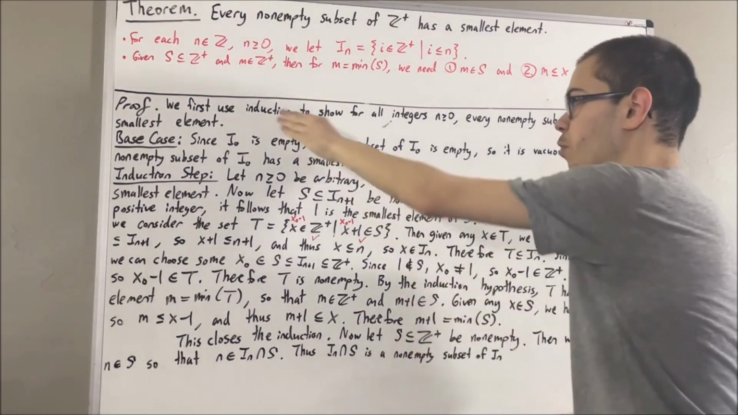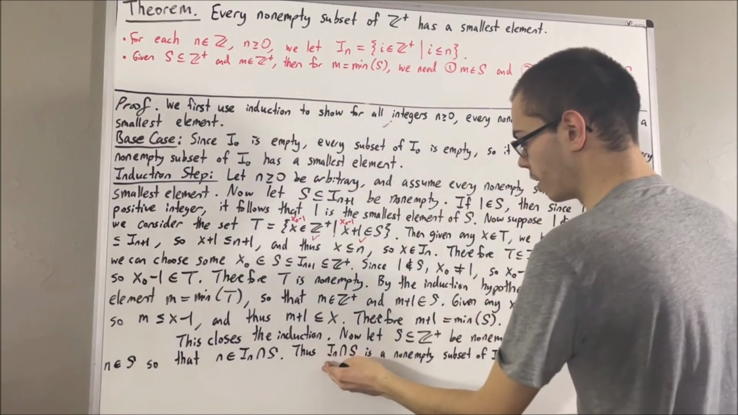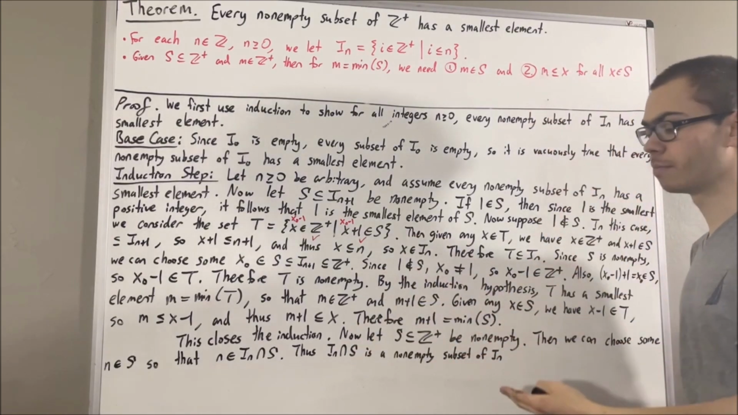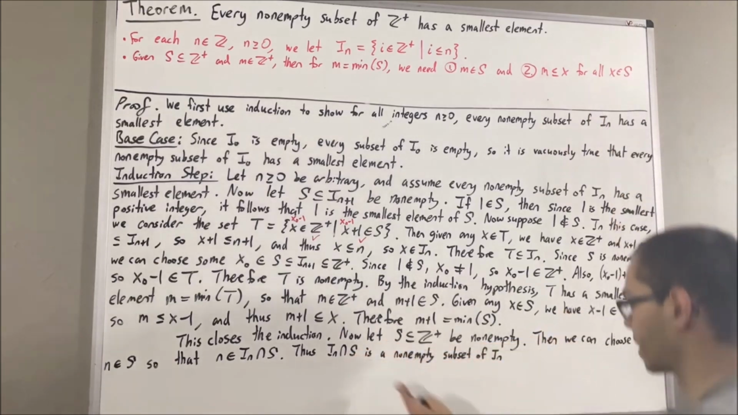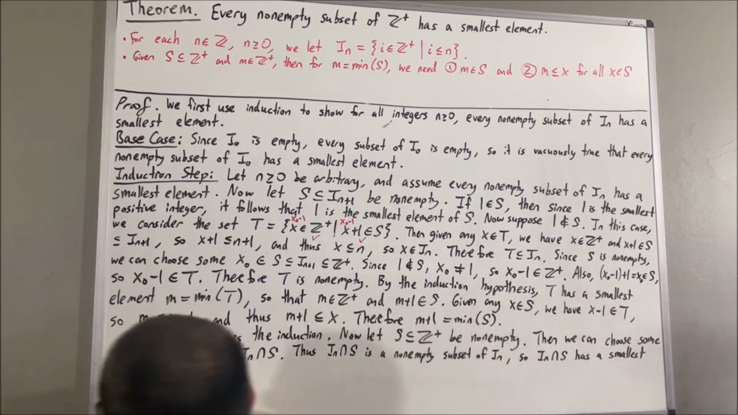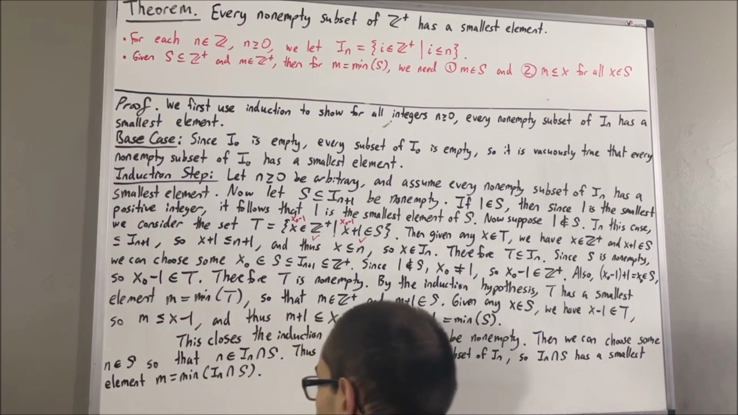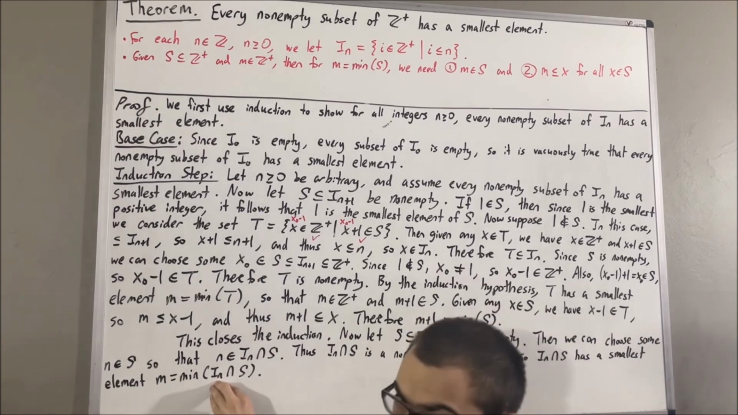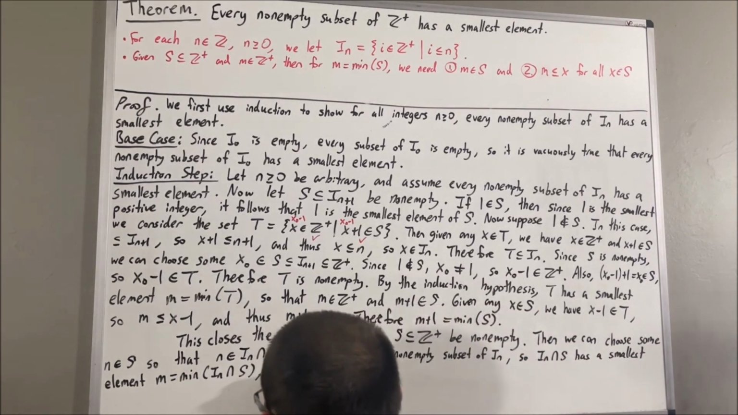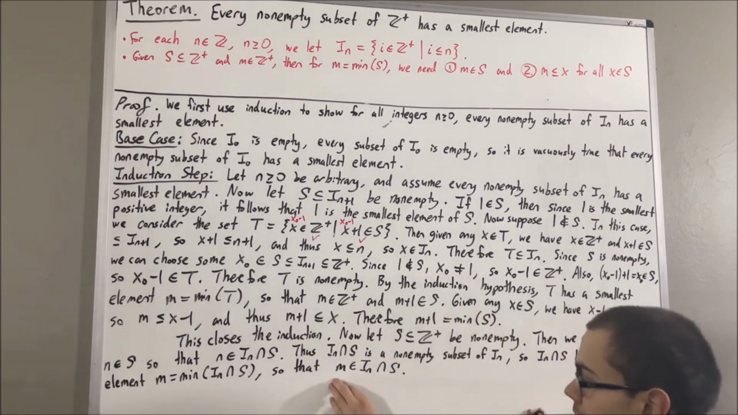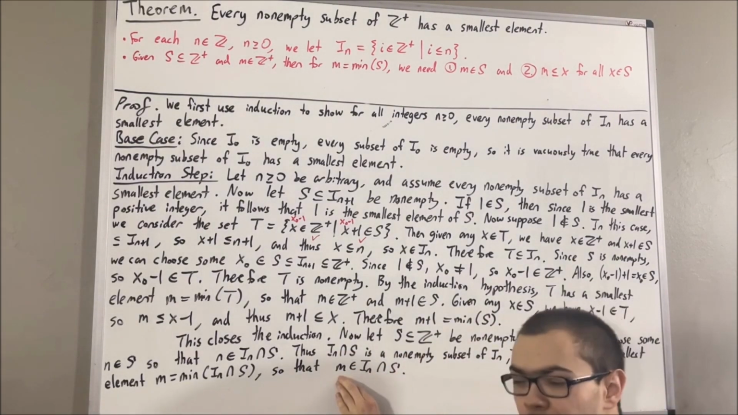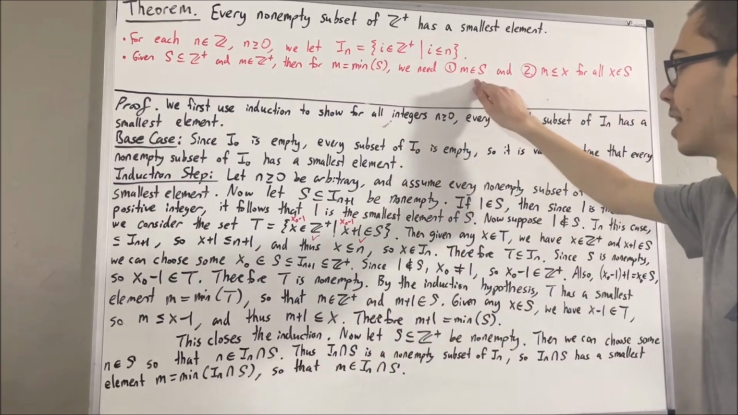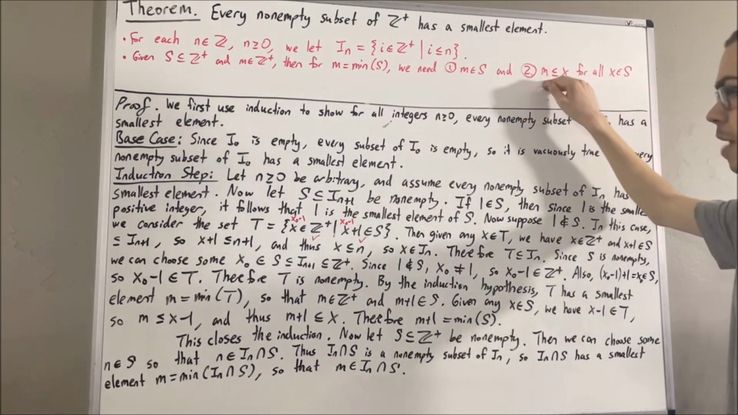But based on the fact that we just proved by induction, it follows that the intersection of I_N and S must have a smallest element. And let's let M be the smallest element of the intersection of I_N and S. Now, since M is the smallest element of the intersection of I_N and S, we know that M itself is an element of the intersection of I_N and S. So we know that M is an element of S, but the claim is that M is the smallest element of S. And to show that, by definition, we need M to be an element of S, and we need every element of S to be greater than or equal to M.